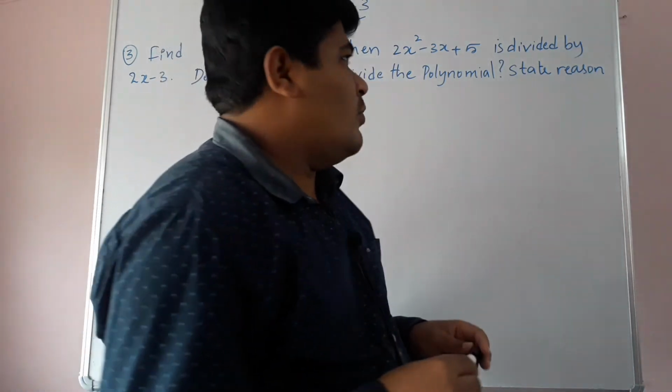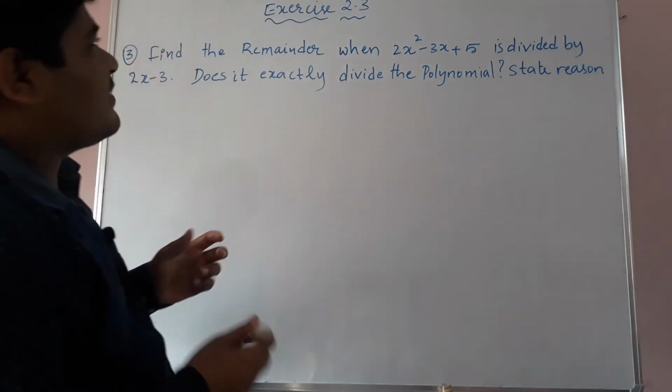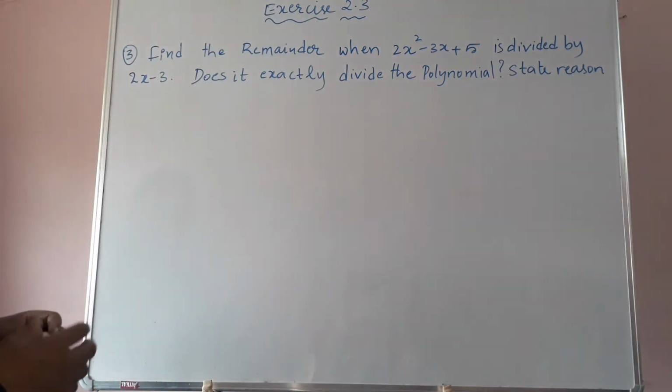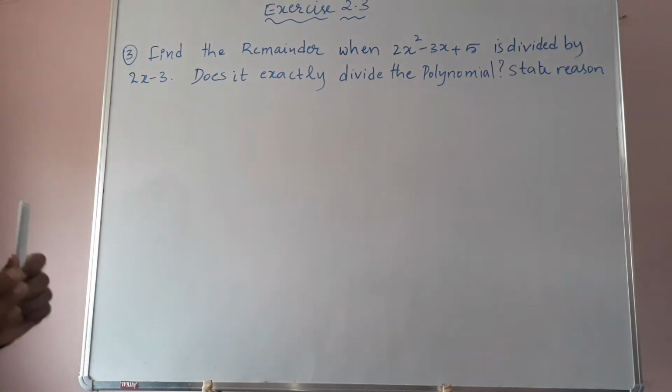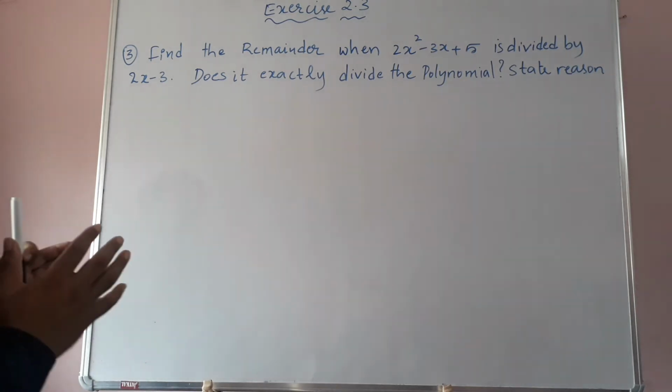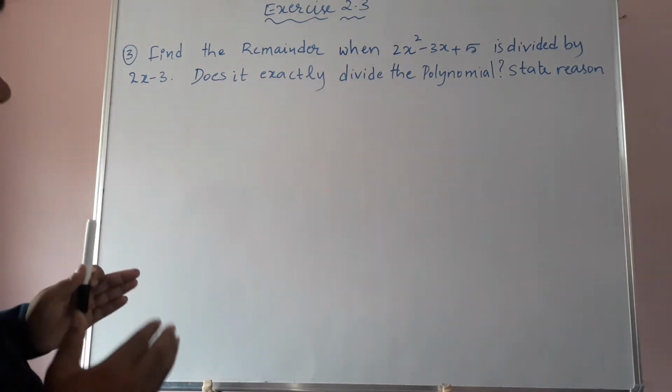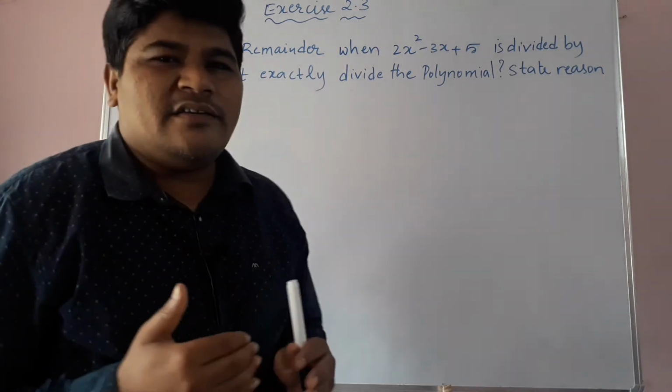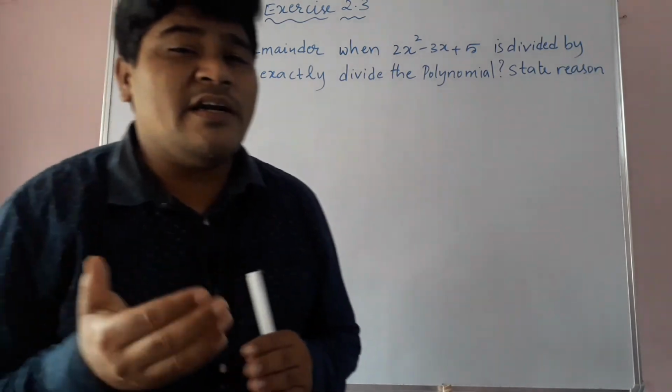Okay. Now let's see problem number 3 in exercise 2.3. Find the remainder when 2x square minus 3x plus 5 is divided by 2x minus 3. Does it exactly divide the polynomial? State reason. So children, see what is the remainder theorem?